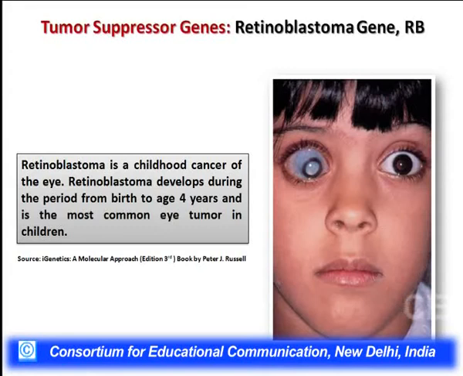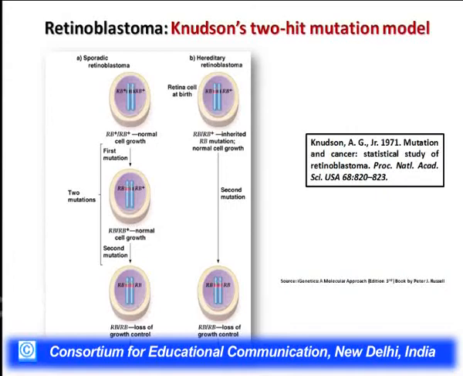Now, we'll discuss the tumor suppressor gene, the RB gene, which majorly causes retinoblastoma. Retinoblastoma is basically a childhood cancer of the eye. It develops during the period from birth to the age of 4 years, and it is the most common eye tumor found in children. Now, what happens exactly in retinoblastoma? There are two forms of retinoblastoma: one is called sporadic retinoblastoma, the other is called hereditary retinoblastoma.